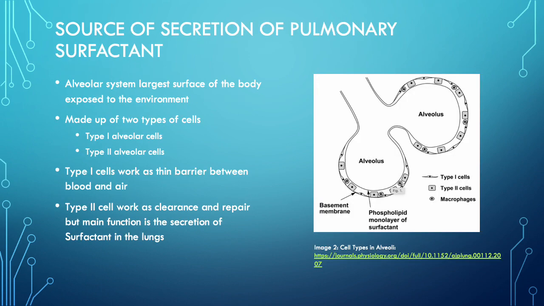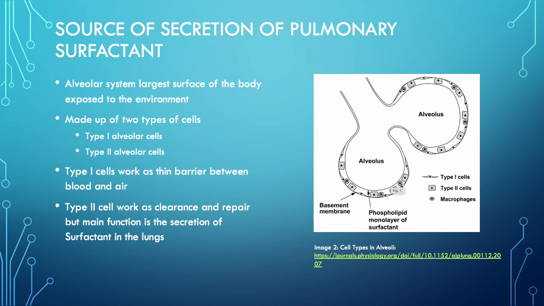The alveolar system in the lungs has the largest surface of the body that is exposed to the environment. It is made up of two types of epithelial cells, pneumocytes 1 and pneumocytes 2, also known as alveolar cells type 1 and alveolar cells type 2. Type 1 cells are flat cells with few organelles and are not able to divide. They work as a thin barrier between the blood and air. They function as a cation transport, but also work as a signal to the type 2 cells.